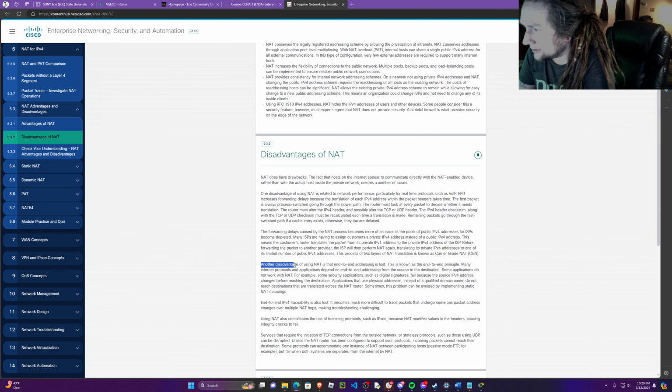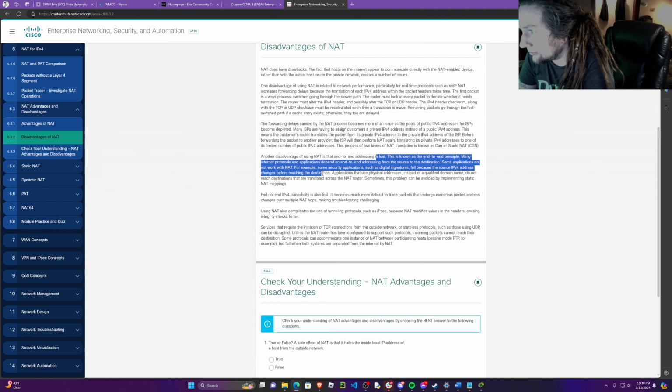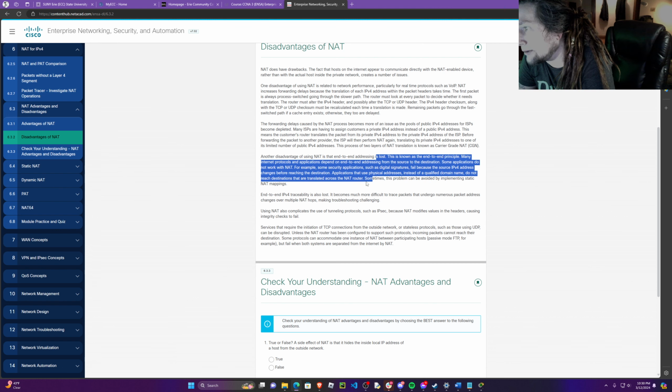Another disadvantage of using NAT is that the end-to-end addressing is lost. This is known as the end-to-end principle. Many internet protocols and applications depend on end-to-end addressing from the source to the destination. Some applications do not work with NAT. For example, some security applications, such as a digital signature, fail because the source address changes before reaching the destination. Applications that use physical addresses instead of a fully qualified domain name do not reach destinations that are translated across the NAT router. Sometimes, this problem can be avoided by implementing static NAT mappings.